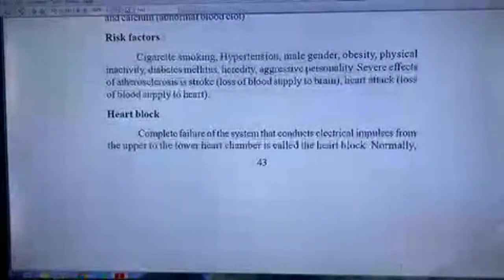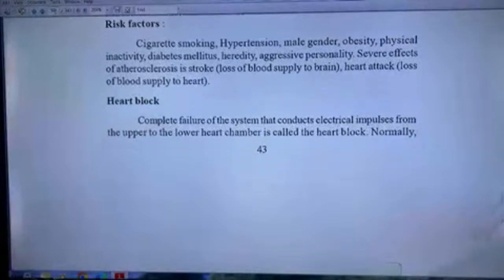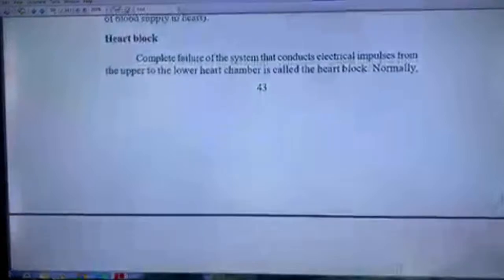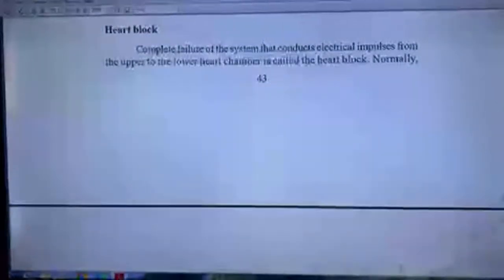Severe effects of atherosclerosis: a stroke, loss of blood supply to the brain; heart attack, loss of blood supply to the heart; heart block, complete failure of the system that conducts electrical impulses from the upper to the lower heart chambers.